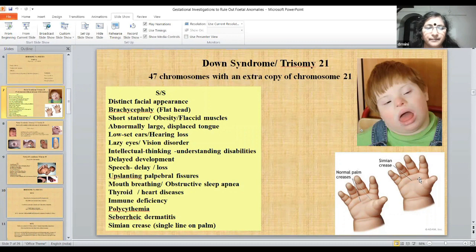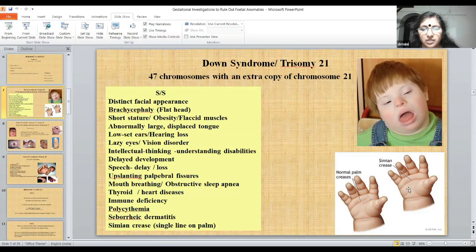Yes, this one is the simian crease, because this crease is seen in simian monkeys. A type of monkey called the simian monkey has a palm like this with only one crease. So this pattern of crease is called simian crease, and it is a confirmatory sign in Down's babies. When we see a baby and feel it is a Down's, we can just check the palm and identify. So this is a confirmatory palm of Down syndrome.